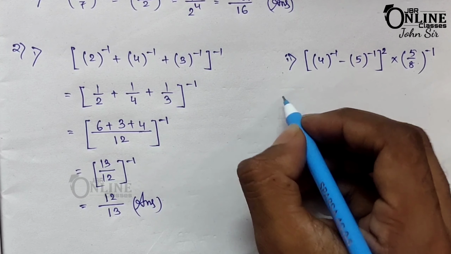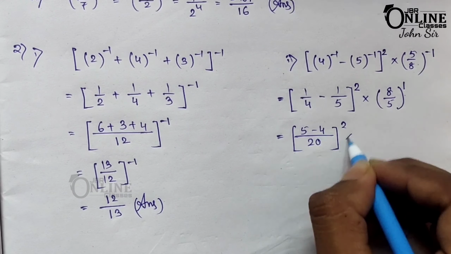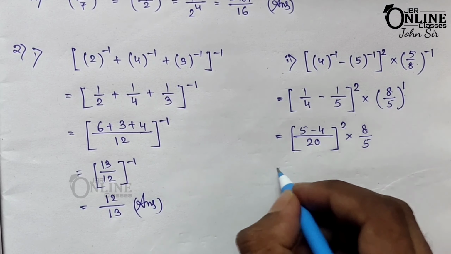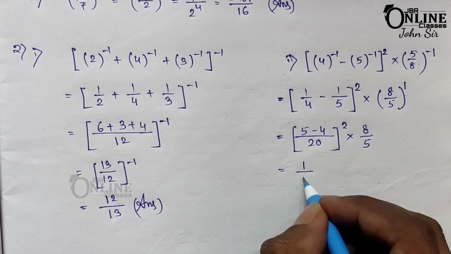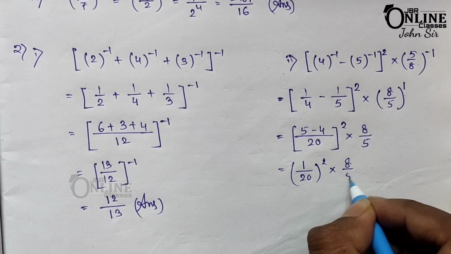Now the next one, part 2. Here 4 to the power minus 1 means 1 by 4, then minus 5 to the power minus 1, 1 by 5, its whole square, and here (5/8) to the power minus 1. So that will be (8/5) to the power 1. So here 1 by 4 minus 1 by 5. So LCM is 20, then (5 minus 4) over 20, its whole square, into 8 by 5. Now 5 minus 4 means 1 and here 20. So (1/20) whole square into 8 by 5.